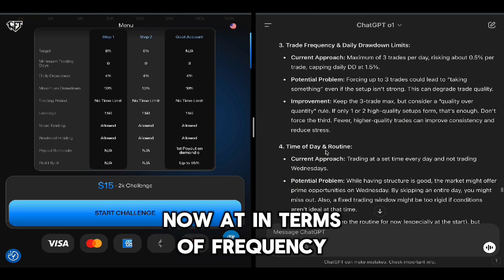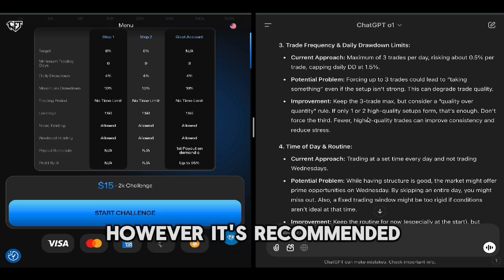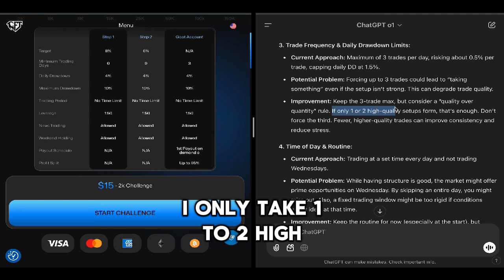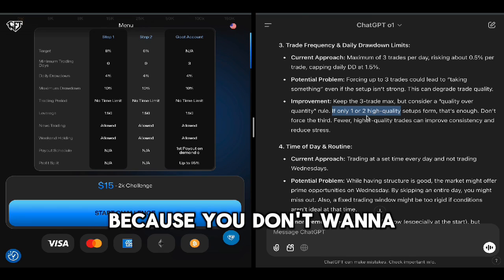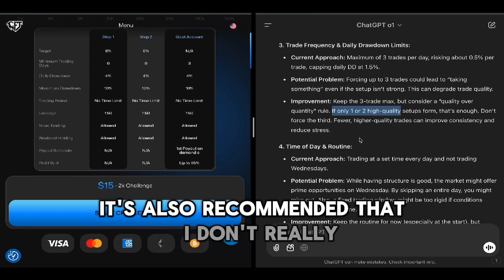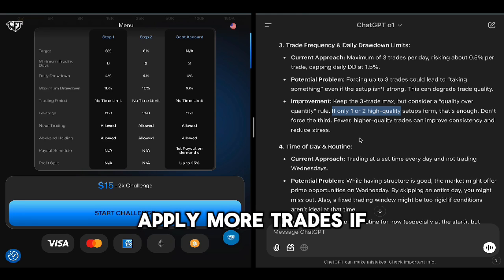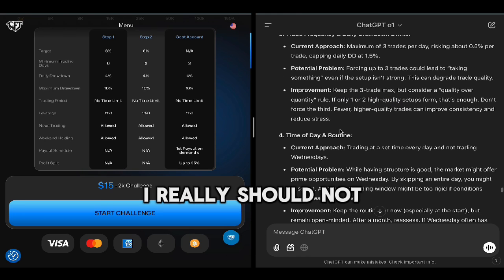In terms of frequency, I'm going to stick to a general rule of no more than 3 trades a day. However, it's recommended I only take 1 to 2 high quality setups. I think this is really important, because you don't want to be overtrading. It's also recommending that I don't apply more trades if I win, which I think is true. If I get 3 winning trades within a day, I really should not be continuing to trade.